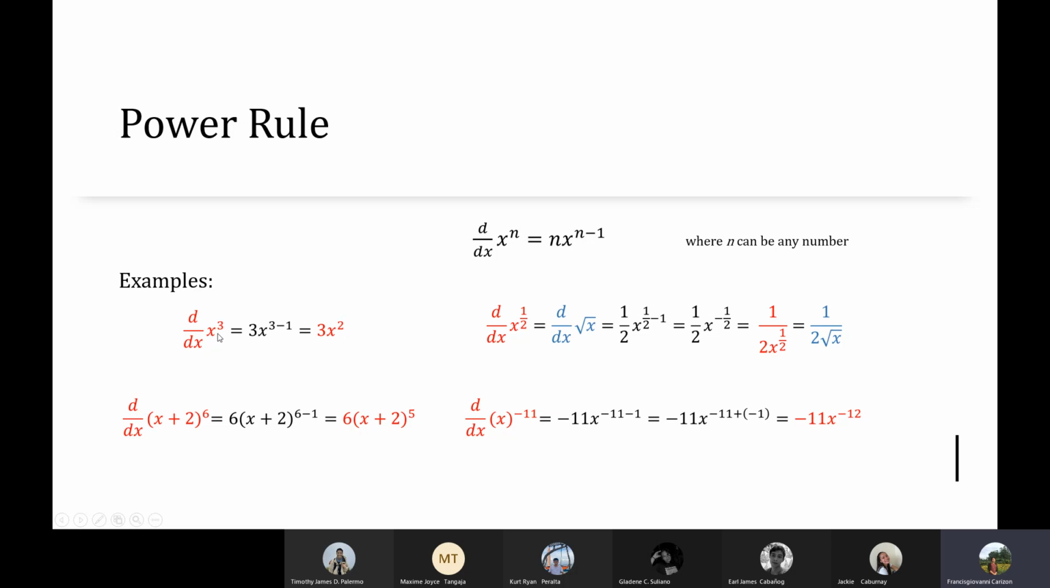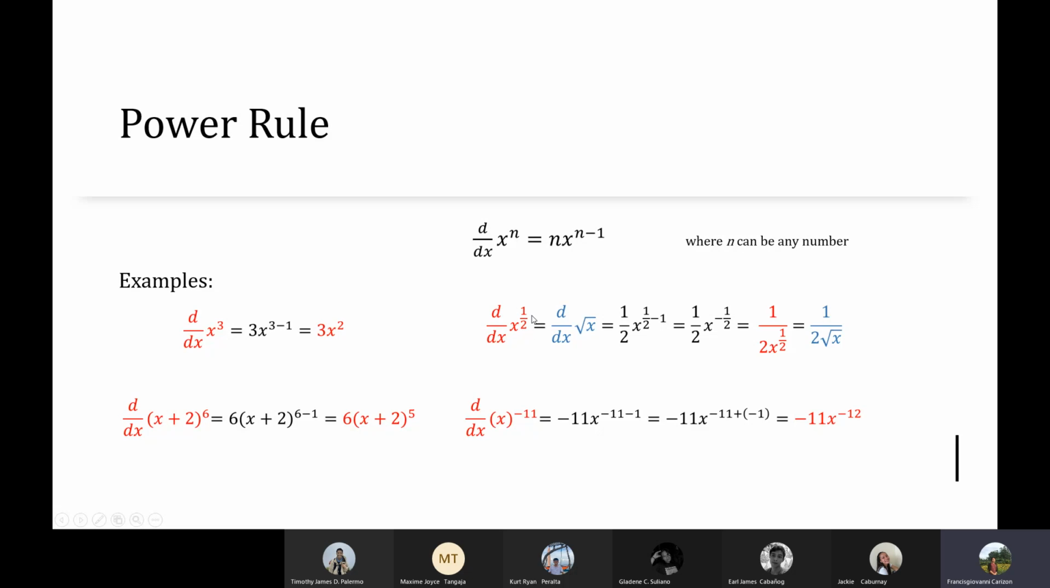So the derivative of x cubed is equal to: bring down the exponent, which is 3, and multiply it by the original function, but subtract 1 from the exponent. So in this case, x to the power of 3, bring down the 3, 3x raised to the power of 3 minus 1, which simplifies to 3x squared.